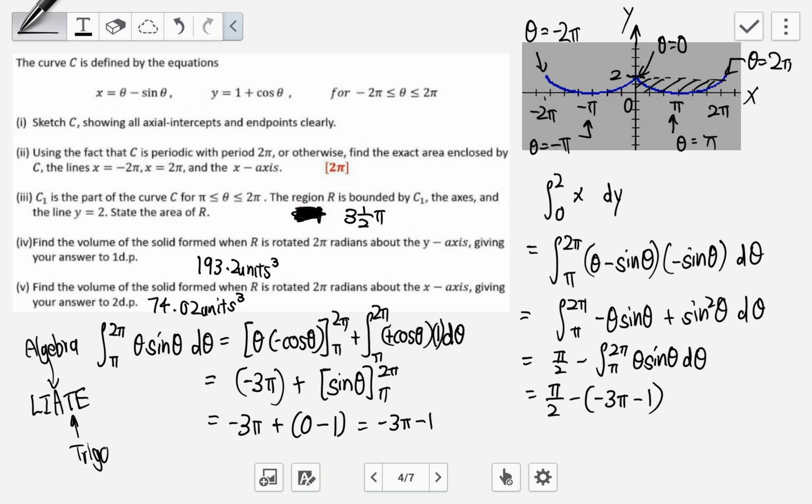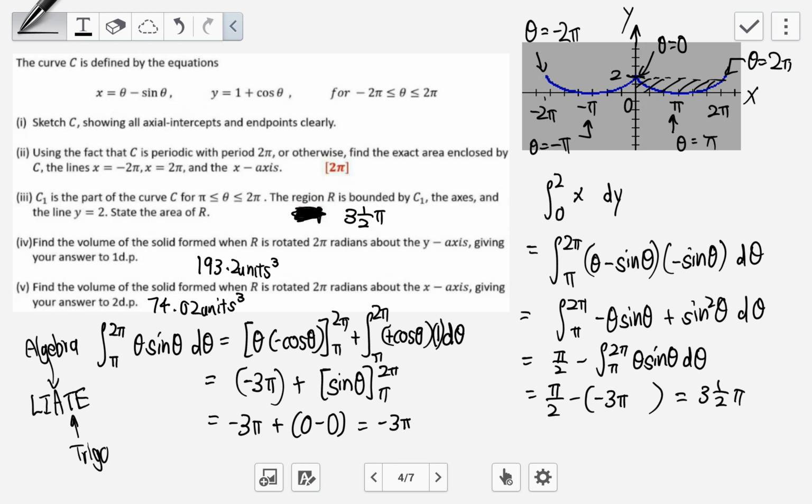I'm actually quite surprised. Wait, sine pi is 0. So I made a mistake here. Sorry, sine pi is 0. Sine 2 pi is also 0 and sine pi is also 0. So this is 0 minus 0, and here we will have minus 3 pi. That's my mistake again. When I substitute back, this whole thing is minus 3 pi and there's a negative inside. So I would have 3 pi plus pi over 2, which is equals to 3.5 pi. So I've gotten the answer here.